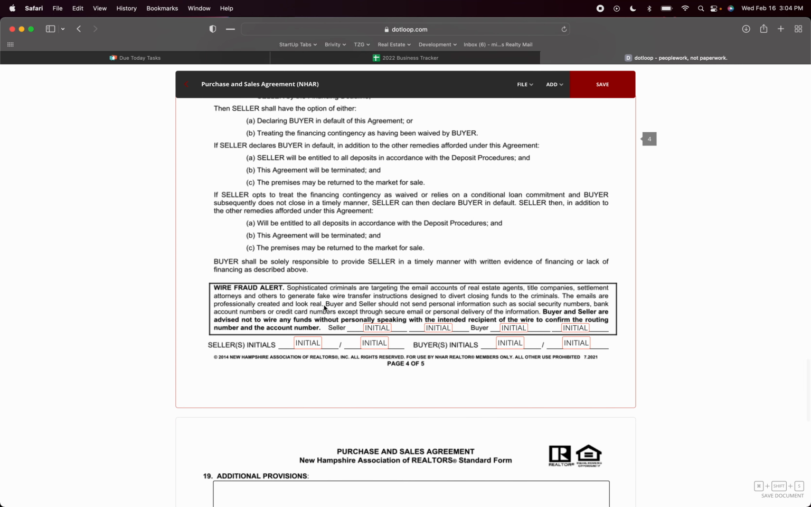Wire fraud alert. This is something that our office requires people to initial separately. We have a whole separate document about this, but they also need to initial this section on the purchase and sale, both the buyer and the seller. Basically, what this says is do not comply with email requests for wiring money. Unfortunately, people have gotten very good at fraudulent wire requests, and as a result, people have lost money. So we now have this wire fraud alert right on the purchase and sale, letting people know to never wire money from an email request. Confirm it over the phone with someone that you know and trust first.